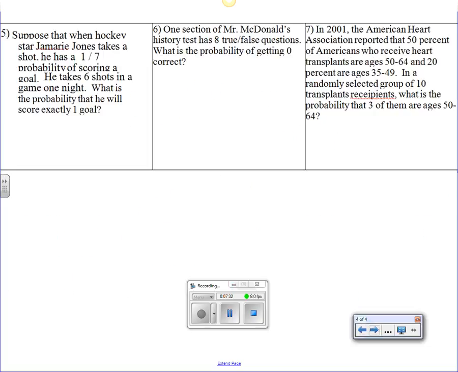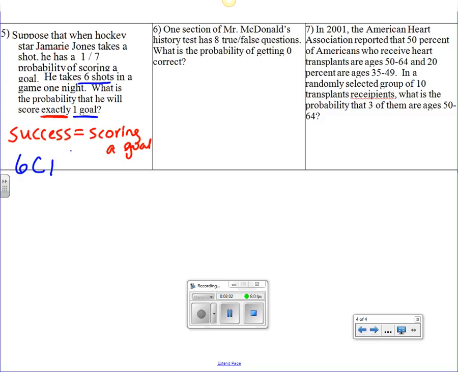All right, suppose that when hockey star Jamari Jones takes a shot, he has a 1 out of 7 probability of scoring a goal. He takes 6 shots in a game one night. What is the probability that he will score exactly 1 goal? So keyword is exactly. Let's figure out what a success is. So a success is scoring a goal in this question. So how many total shots does he take? He takes 6. And how many times do we want him to score a goal? Once. Okay, what's the probability of him scoring a goal? Well, they tell you it's 1 out of 7, and we want him to make 1 goal.